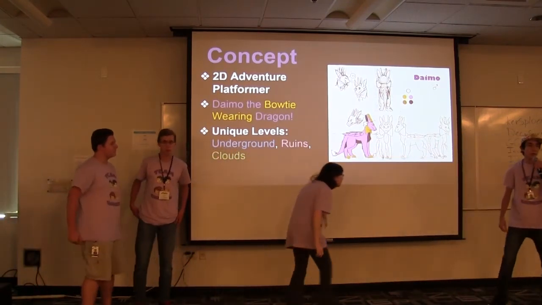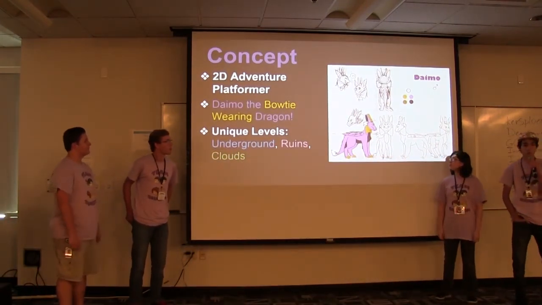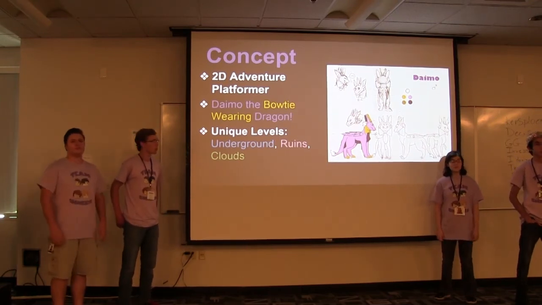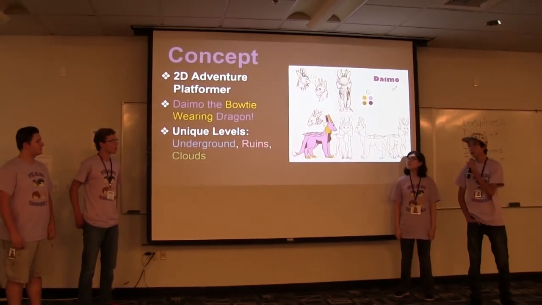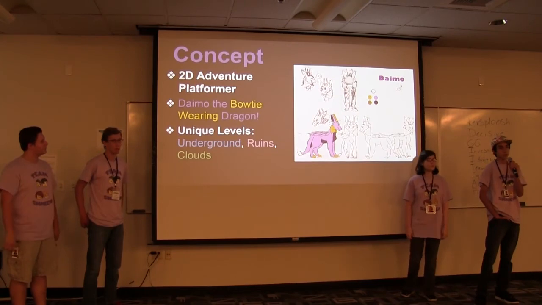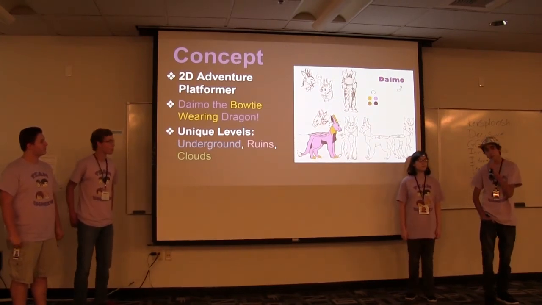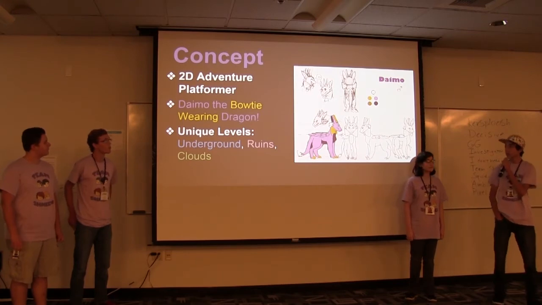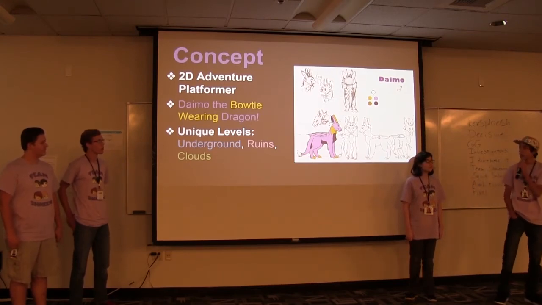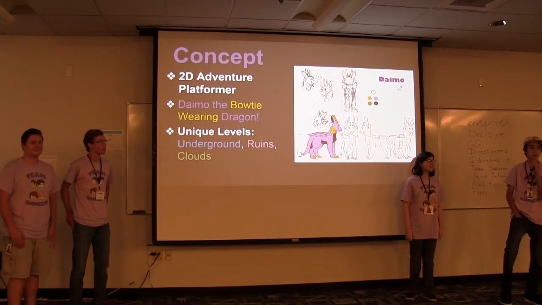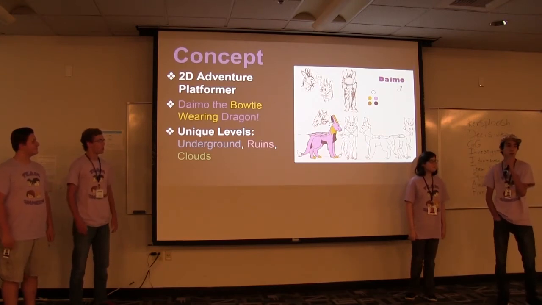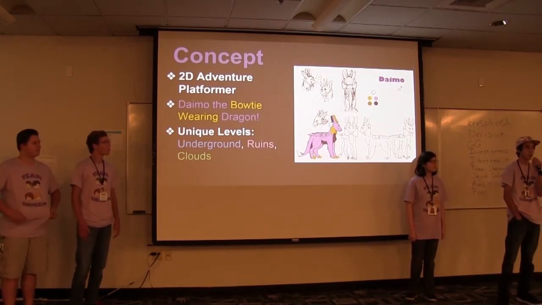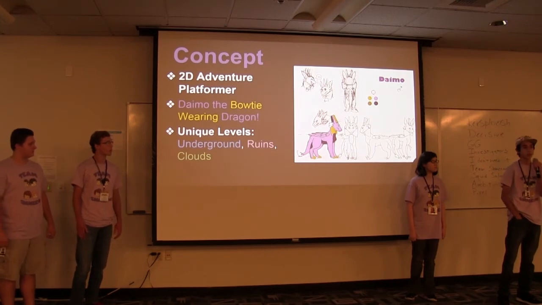Okay, so about our game, Daimo in the Rough. You play as Daimo, who is a baby dragon separated from his family. It is a 2D adventure platformer, so you jump around on platforms, complete the level. Daimo's special trait is that he wears a bow tie, which makes him unique. And so as he goes through the levels, he gets stronger, and this is to simulate him actually growing up and becoming a fully grown, powerful dragon.